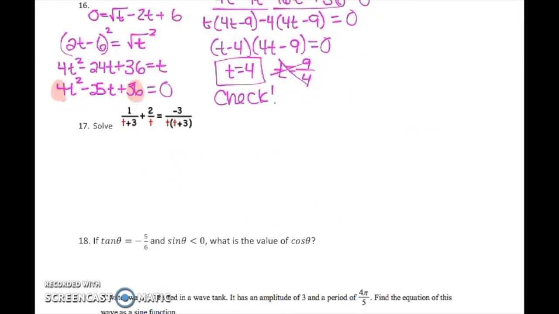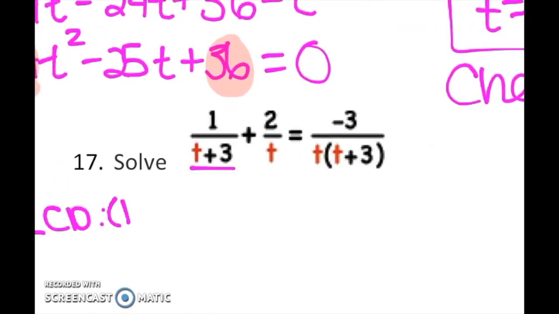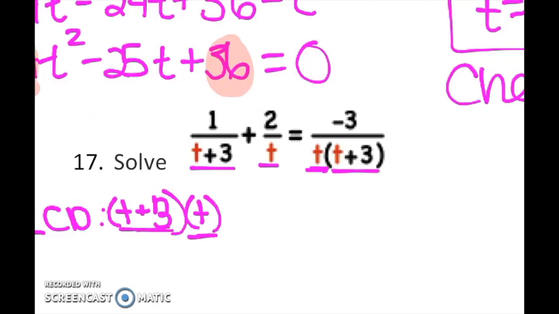Okay, next one, 17. Solve this. As soon as I see a fractional equation, I'm thinking LCD. So my LCD here, let's go through our denominators. The first denominator is t plus 3. The second denominator is t. The third denominator is t, which we have, and t plus 3, which we have.